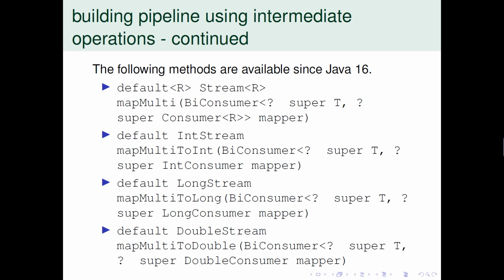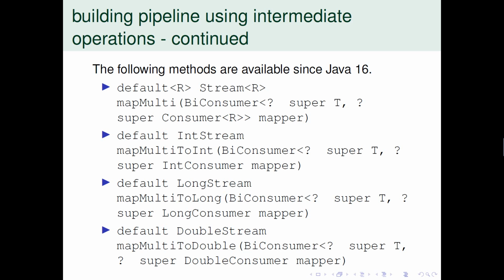What we require in this mapMulti is a BiConsumer. BiConsumer means two inputs and it doesn't return a value. But look at the BiConsumer. One is the element from the stream, T is that element from the stream. For each element of a stream, I will have to write a method, the implementation of this BiConsumer.